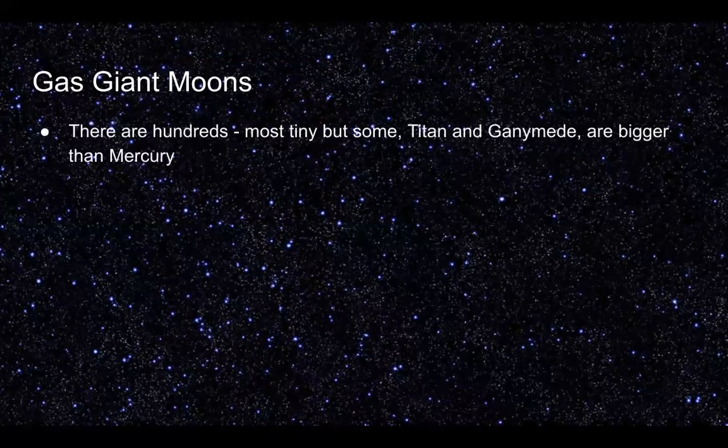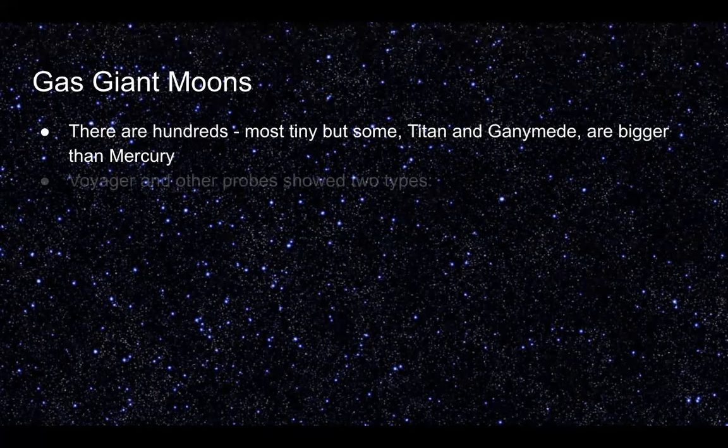Now, each of these have hundreds of moons, many captured, in much the same way that debris will eventually be attracted by gravity towards the larger gas giants. They go into orbit around them, they collide, they accrete. But some, Titan and Ganymede, are much bigger than Mercury, our innermost planet.